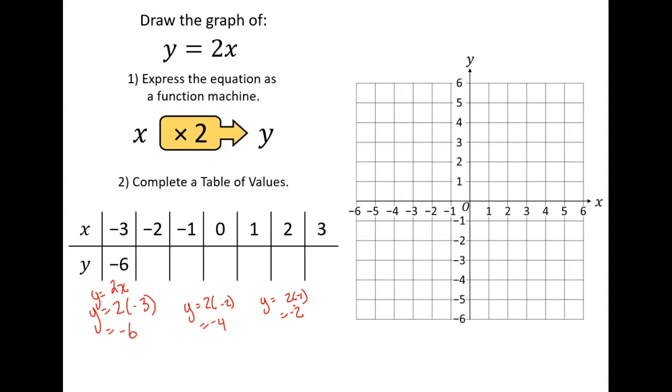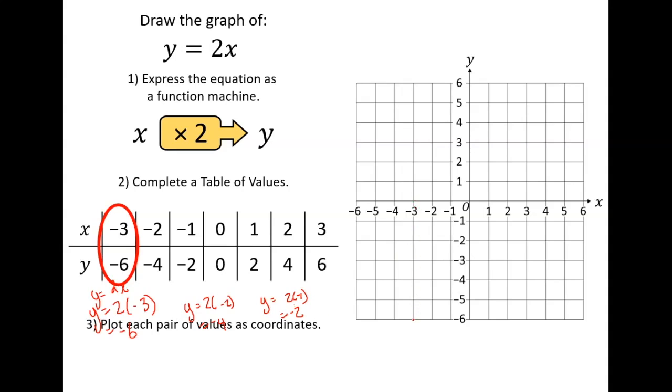So everything's multiplied by 2. So -4, -2, 0 times 2 is just going to be 0. 1 times 2 gives me 2. 2 times 2 gives me 4, and then 6. So now we're going to plot these just the same. So we're going to plot each value as coordinates.